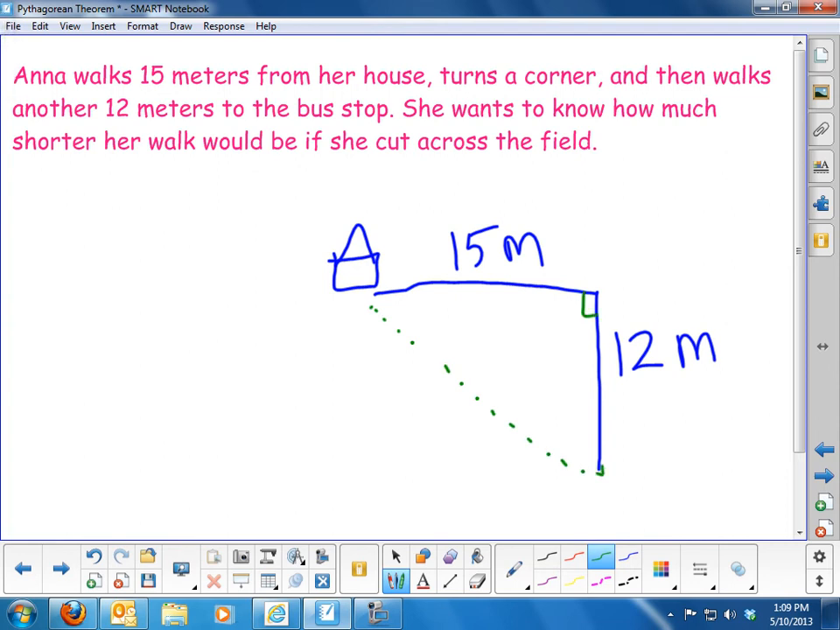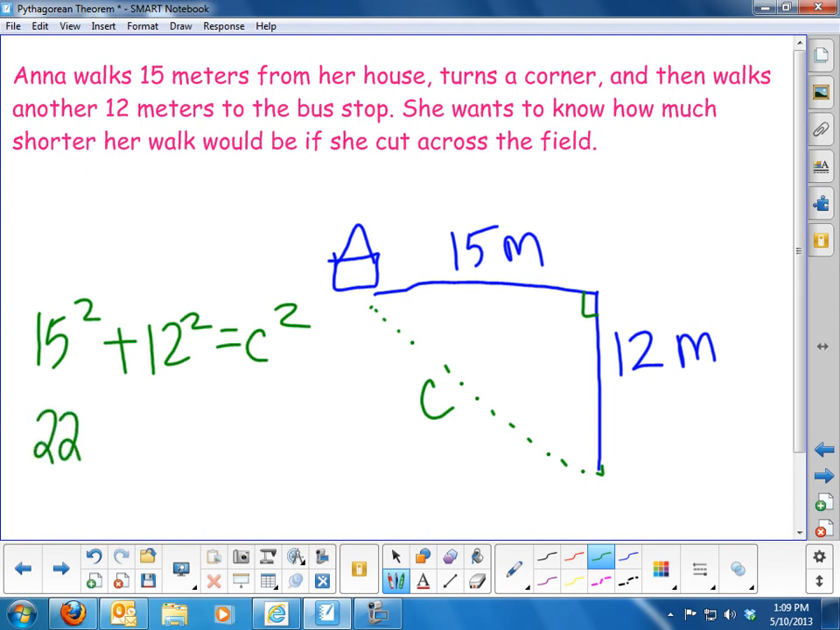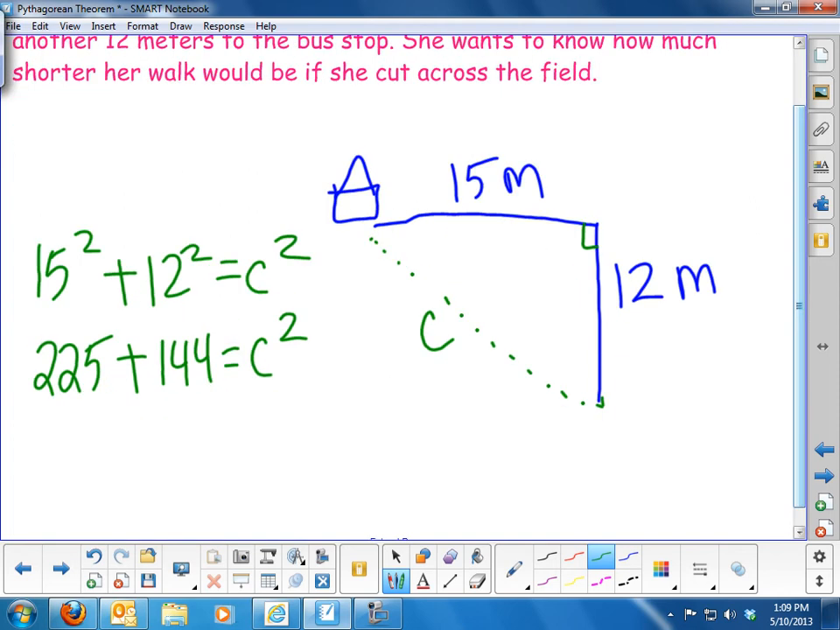I have my two legs. I have a squared plus b squared equals c squared. I don't know my hypotenuse. So 15 squared gives us 225 plus 12 squared gives me 144. That equals c squared. Let's go ahead and add that up. I have 369 is equal to c squared.